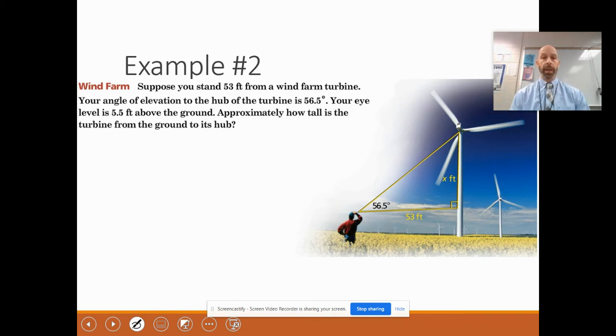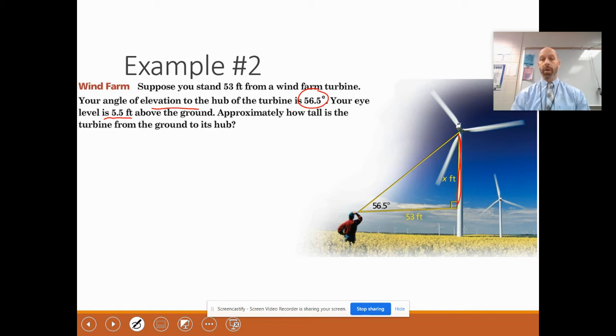So it says, suppose that you stand 53 feet from a wind turbine. Your angle of elevation, so they're telling us it's an angle of elevation, is 56.5 degrees. Your eyes are about 5.5 feet above the ground. Approximately how tall is a turbine from the ground to its hub? So what we're basically trying to do here is figure out what this distance x is.